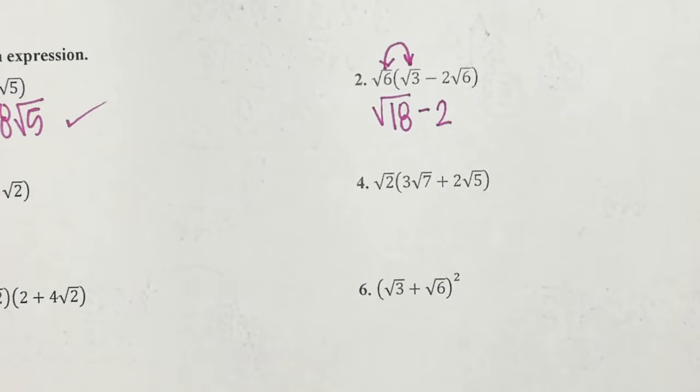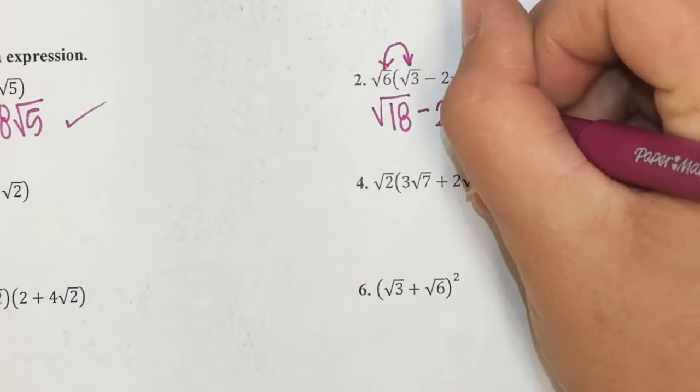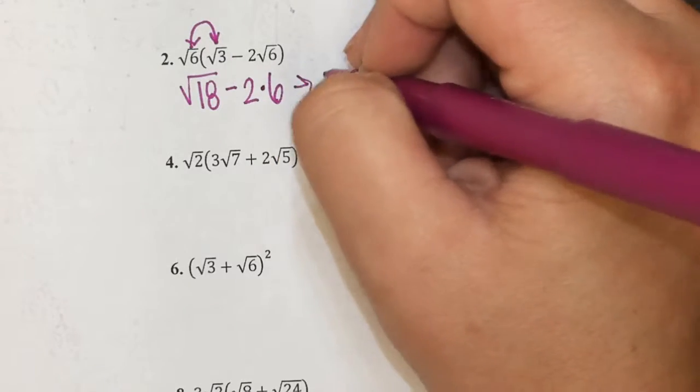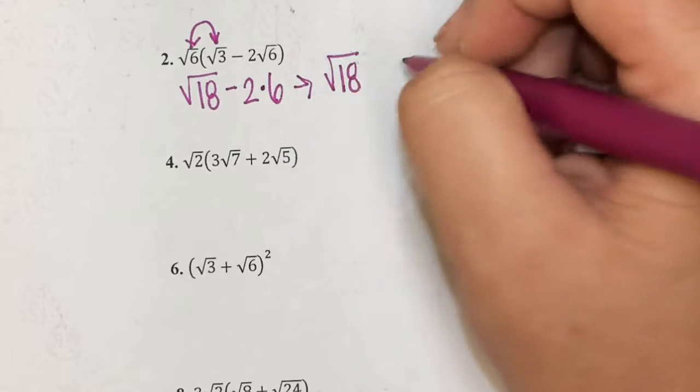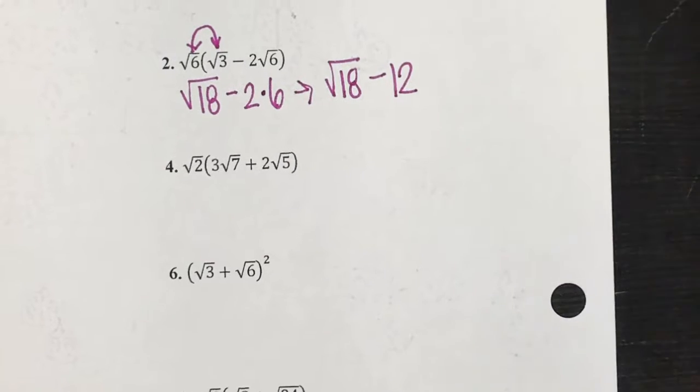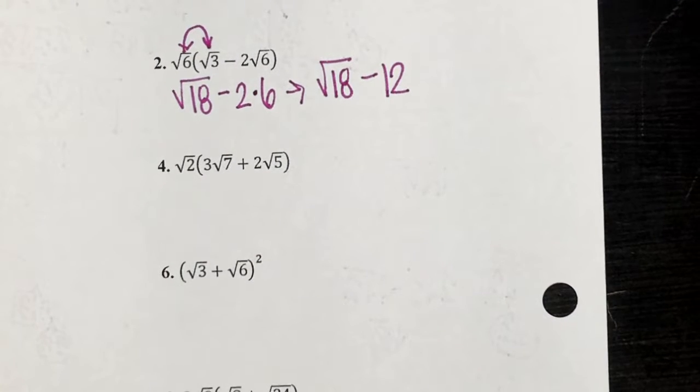What's the square root of 6 times the square root of 6? 6. Right? The square root of 6 times the square root of 6 is just 6. Remember the trick. It's going to save you so much time. Please remember the trick. So this simplifies to be the square root of 18 minus 12.